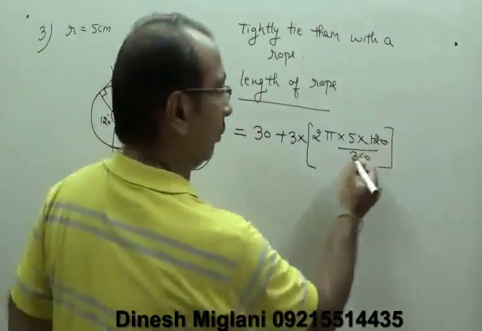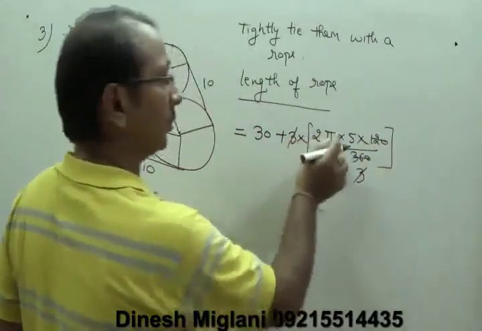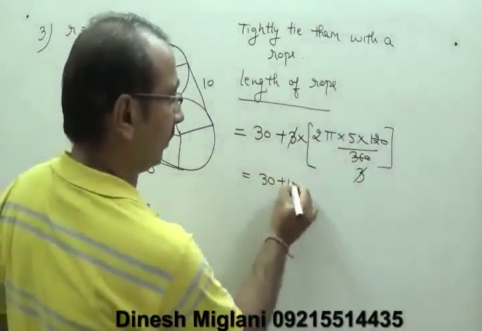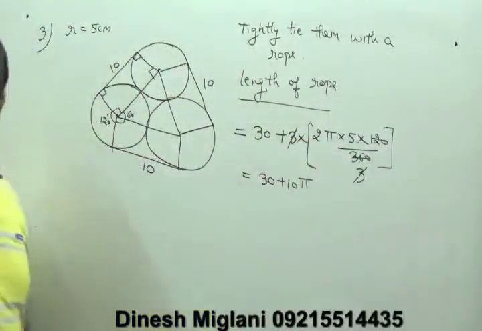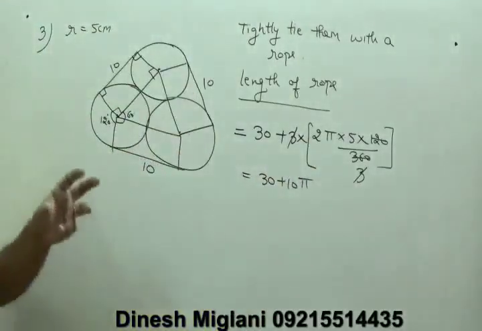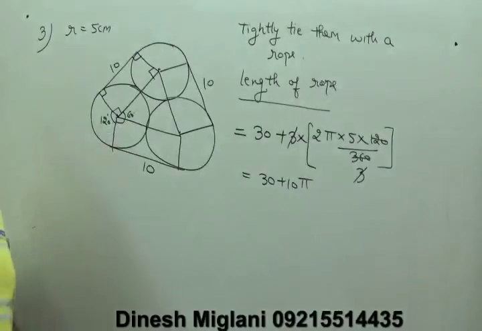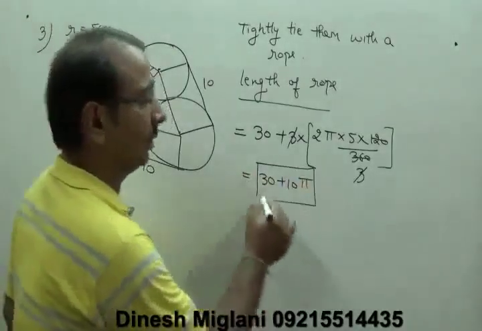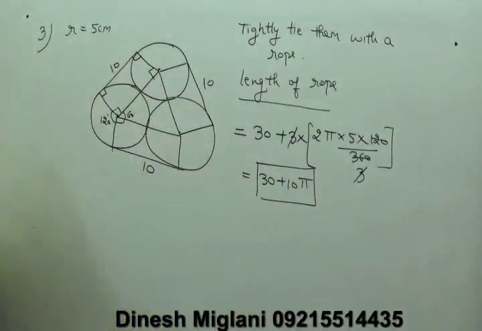Now 120 will go into 360 three times, so the 3 will be cancelled out. 2 into 5, that is 10 pi. So my answer is 30 plus 10 pi. So here I can say that if I require a rope that will tightly tie all 3 coins, the length of the rope that is required is 30 plus 10 pi, that becomes my answer.